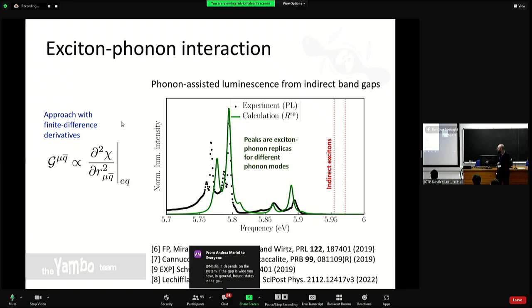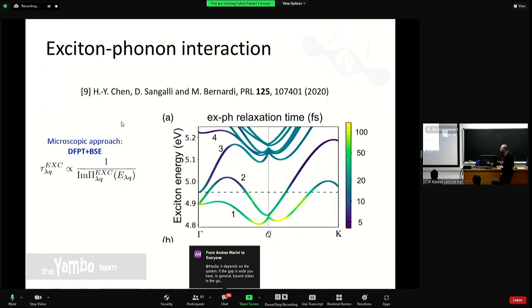Another way to compute this exciton-phonon interaction is to basically merge first principle types of calculations: density functional perturbation theory, which is used to compute the phonons, and many-body BSE, which is used to compute the exciton. And then by doing this merging, you can also get the exciton-phonon coupling strength.